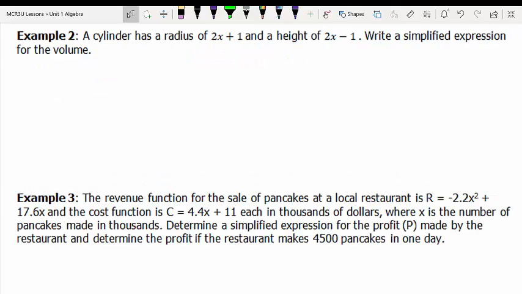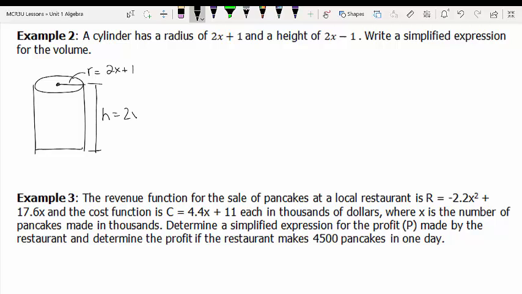Okay, we're going to get into some quick word problems. A cylinder has a radius of 2x plus 1 and a height of 2x minus 1. Write a simplified expression for the volume of this cylinder. It helps to draw out the scenario if you can. So here's a cylinder with a radius of 2x plus 1 and a height of 2x minus 1.